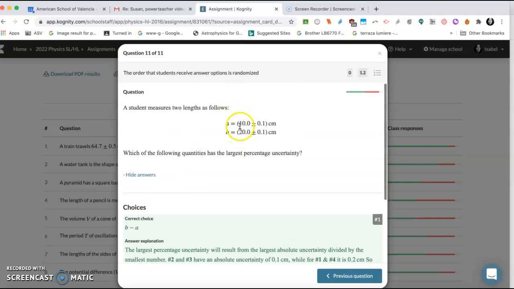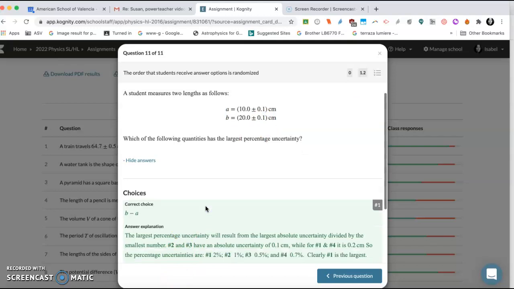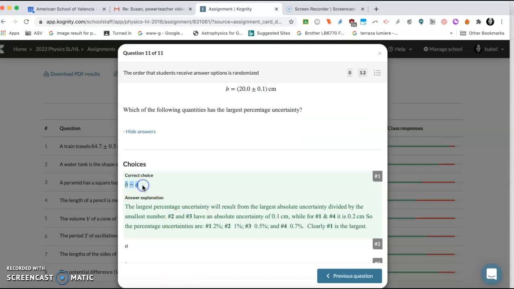B minus A would simply be 20 minus 10, plus or minus 0.2. Work that out as a percentage uncertainty. And then do the same with A plus B, which would be 20 plus 10 is 30, plus or minus 0.2. As you can see, as a percentage uncertainty, B minus A is much larger. And that's it.